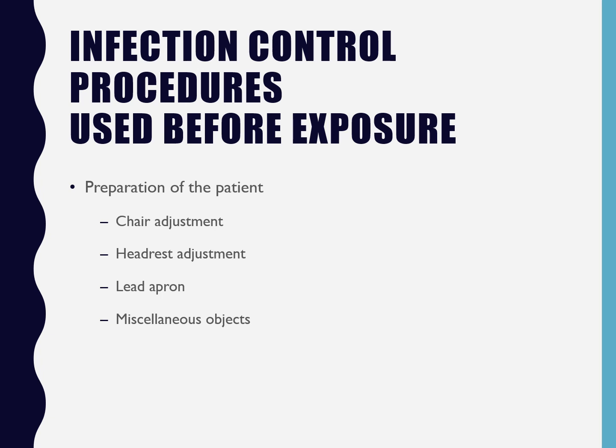You want it all the way up against it so that none of that scatter radiation is going to touch your patient. Headrest adjustment, this is not really something that we would have to worry about. But just make sure that you're only touching that lead apron with your clean hands, seat them, then you put on gloves, then you take your radiographs. And then miscellaneous objects, just let them know to leave all that stuff in the room.